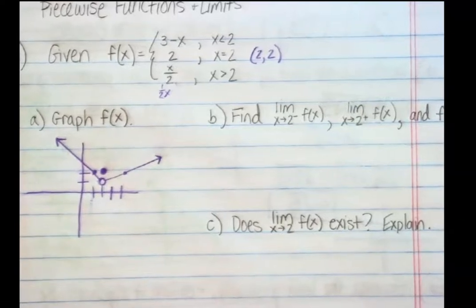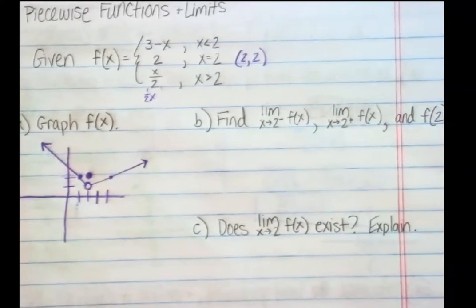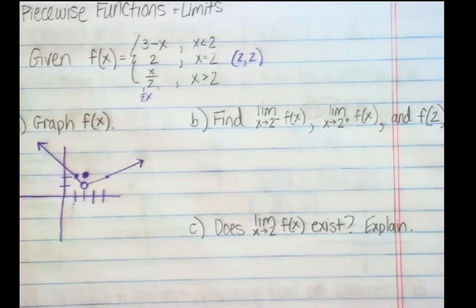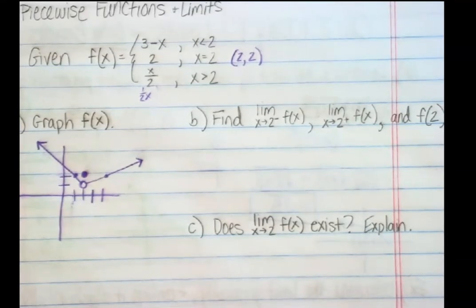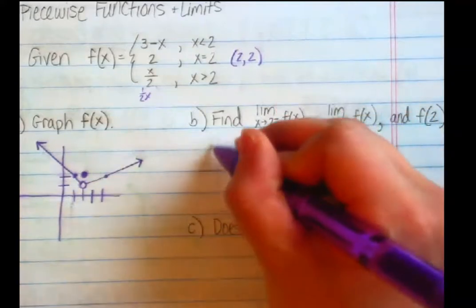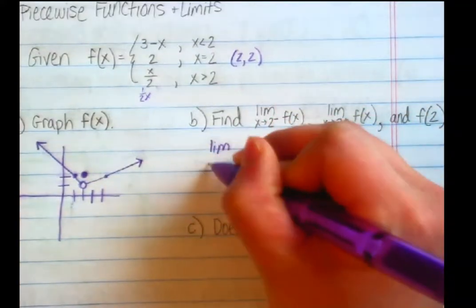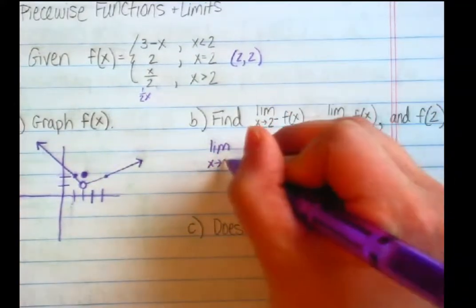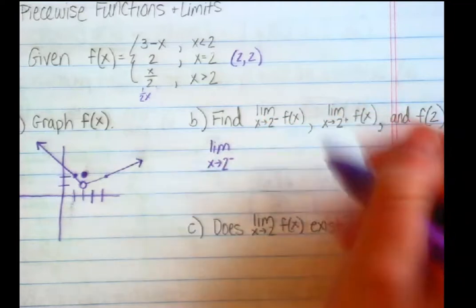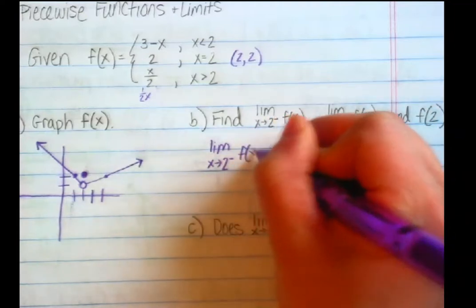Part B says, find the limit as x approaches 2 from the left of f of x. Find the limit as x approaches 2 from the right of f of x, and then find f of 2. So let's start with the limits. I'm going to rewrite it. It's good to practice rewriting this so you get the hang of how to write it. The limit as x approaches 2 from the left of f of x.